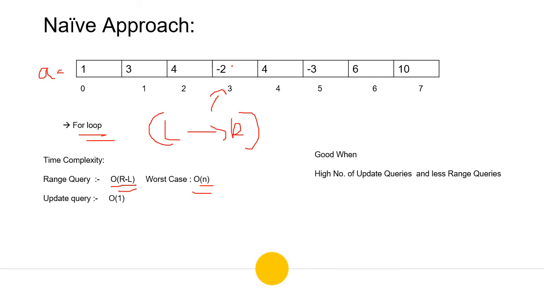Why is it? As this is a small array, we may think this is a good way, but what if this array contains a million elements? If we have to find the sum from 1 to 1 million, we have to traverse from 1 till 1 million to get the sum. It will take a lot of time. So, this will be bad in that case. To tackle this problem, we introduce segment trees, which can handle this problem in a much more efficient way.